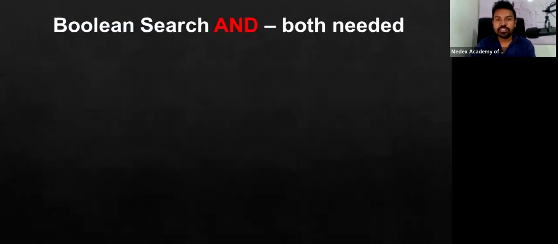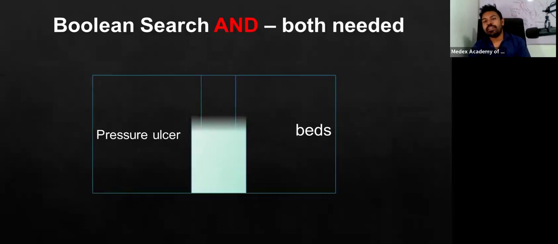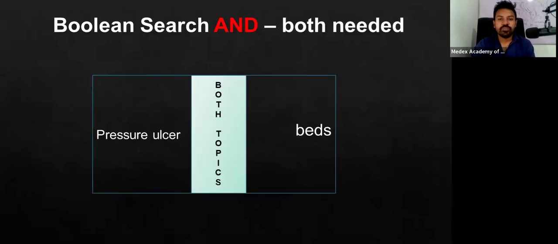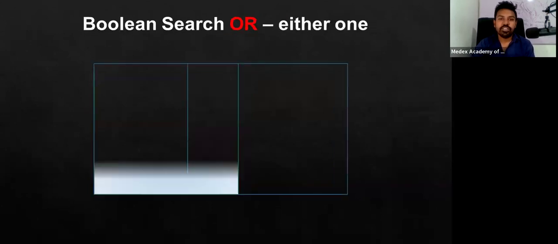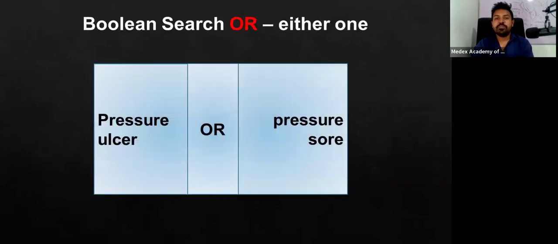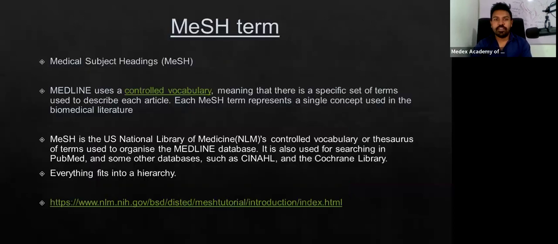So Boolean search and the same thing. Now you all know: pressure ulcer, both topics will be there. Right, you already know. Then pressure ulcers, pressure sores, if you connect it with or, whatever the word, it will be there in the search. Either pressure ulcers or pressure sores, right? Right.